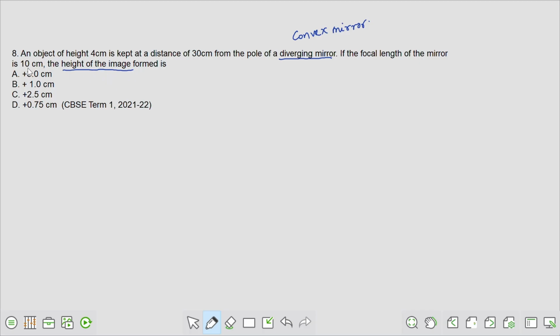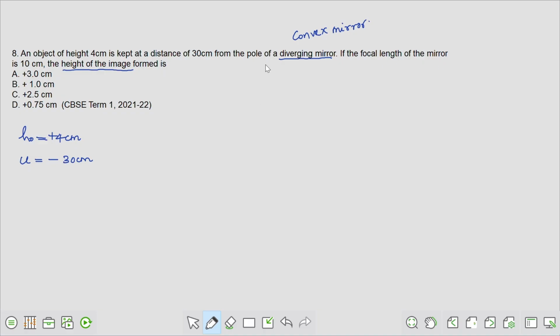So let's write what are the terms given. Height of the object is given, so HO is given as 4 cm. Don't forget to apply sign convention. So object is always placed above the principal axis, so the sign is plus. Now object distance is 30 cm. That is u is equal to minus 30, because object distance is always minus because it is placed at the left side of the mirror.